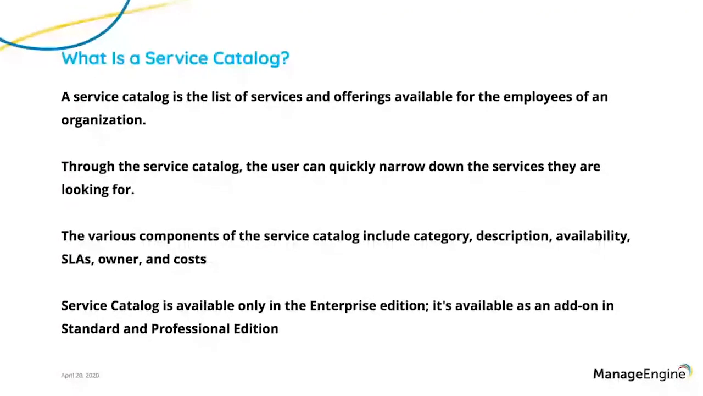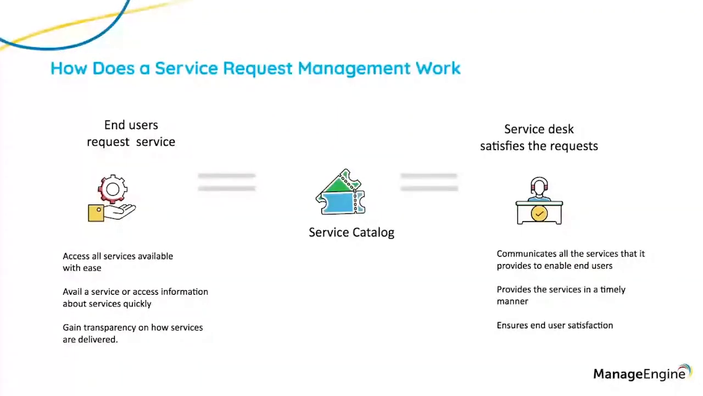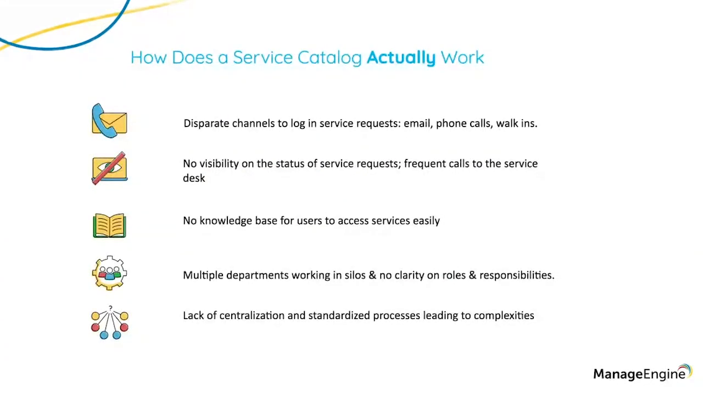So now, as we speak about service request management, you will see that this is probably the process that a service request should follow, right? A service catalog right in the center, your end user looking at the various services available for them and logging their requests, and the service desk takes off from there. It communicates all the services that are available and provides the services in a timely manner, and also ensures the user is satisfied. But is this how it really works? Now, we just listed out, in no particular order, the various things that can go wrong or things that happen in your service catalog when it is actually at work.